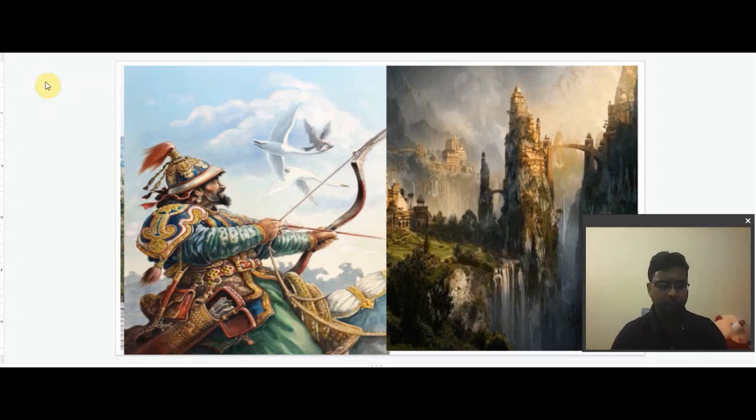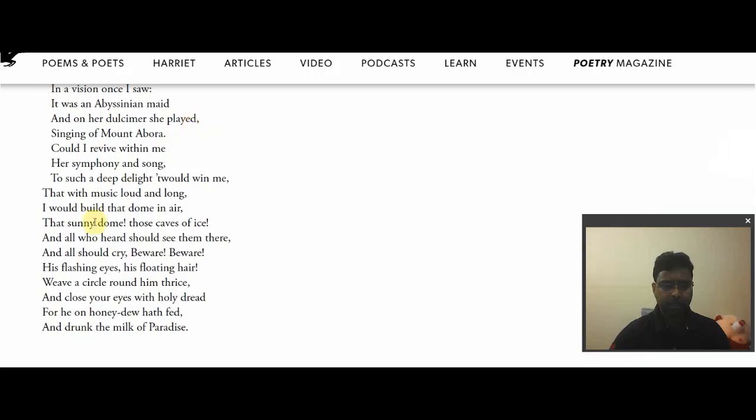But as a simple, ordinary audience, we would be surprised to see such a vision of the artist, that we should cry, beware, beware, his flashing eyes, his floating hair. Notice how the mode of narration changes. From the first person speaker, I would build that dome in air, again back to the third person, that is, his flashing eyes, his floating hair. These are the expressions of the audience, not the poet himself. Notice this crisscrossing, this shifting of narrative voice, narrative personality.